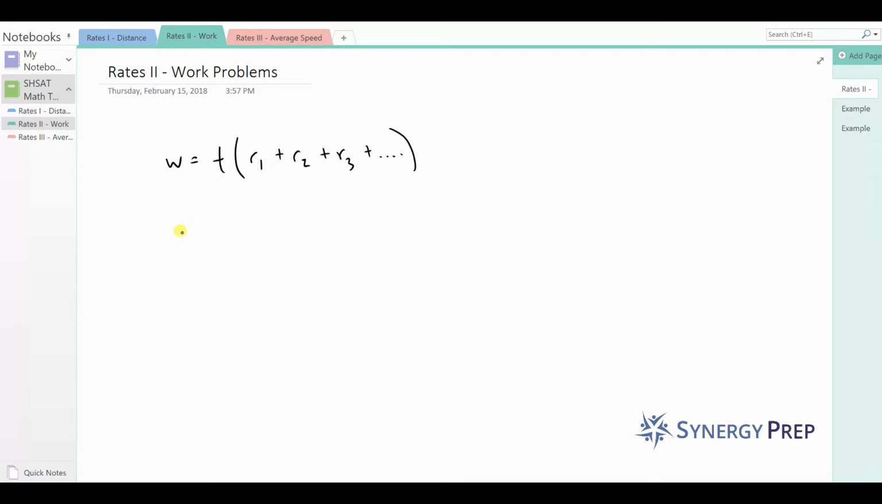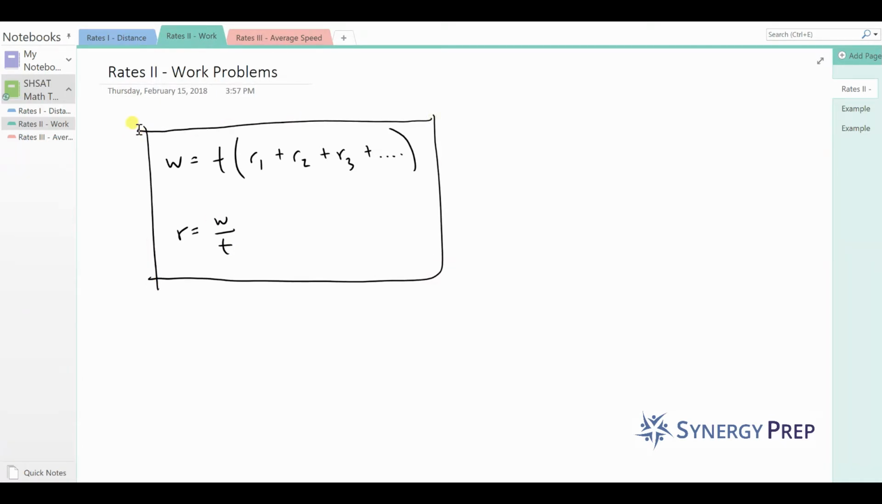And the equation for rate is just rate is equal to W over T. So that's all the information that you need for the individual rate. So an example would be, say Johnny can bake 3 cakes in 2 hours. What is Johnny's rate? Well, Johnny's rate will be 3, which is the work, over 2. That is Johnny's rate.